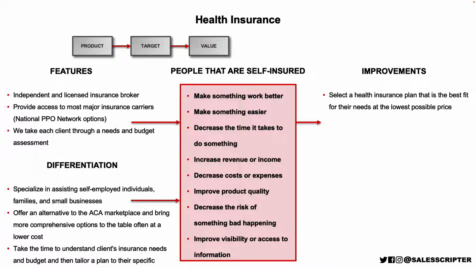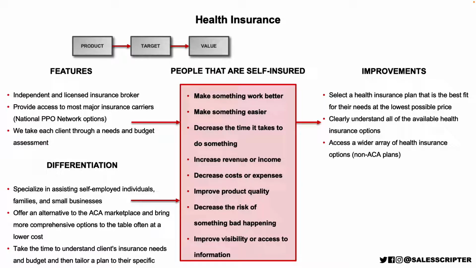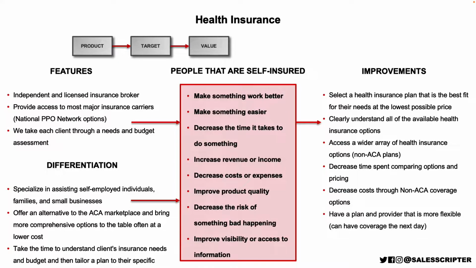And so when we went through this process, we came up with a few improvements, such as this broker can help people that are self-insured to select an insurance plan that best fits their needs at the lowest possible price, to clearly understand all of the available health insurance options, to access a wider array of health insurance options, to decrease the time they spend comparing options and pricing, to decrease the cost by going through a non-ACA coverage plan, to have a plan and a provider that's more flexible, to decrease the risk of not having the right coverage or paying too much for insurance. So these are the improvements that this agent can deliver, and this is the value that he has to offer.